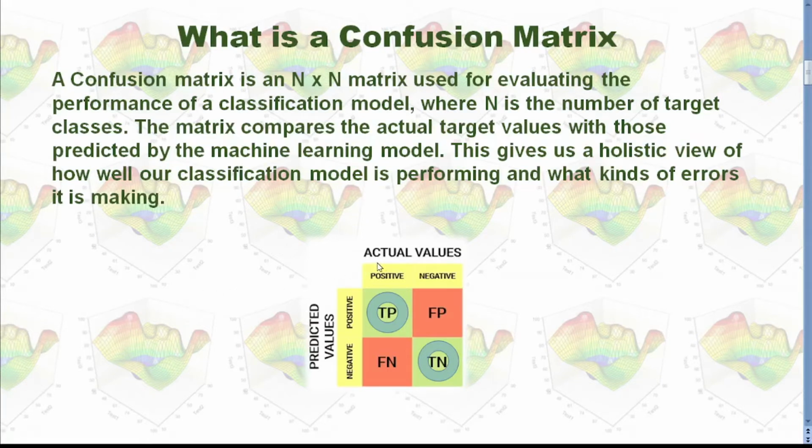But if the actual value is negative, but the model predicted the value is positive, it is called false positive. Similarly, if the actual value is positive and the predicted value is negative, it is called false negative. So in those cases, the machine learning model provided us the wrong answer.